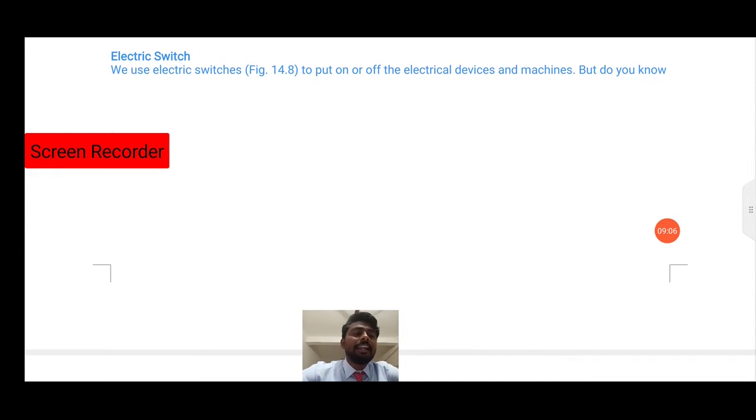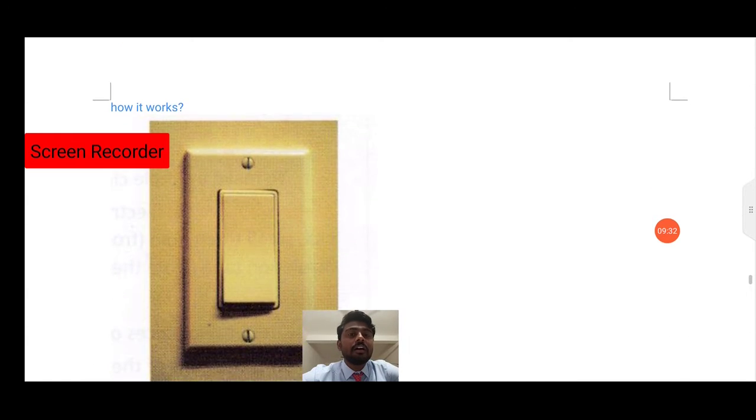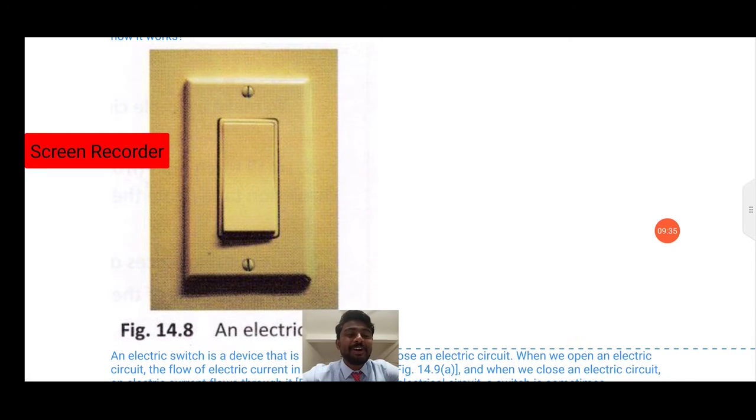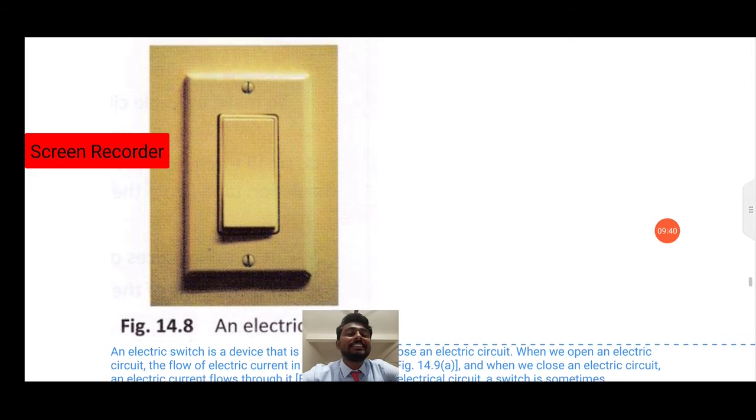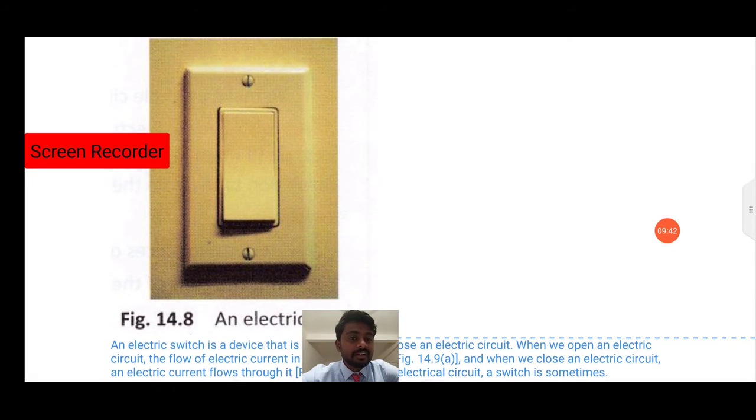Students, electric switch is very important. Yes or no? We use electrical switches to put on or off the electric devices and the machines. But do you know how it works? You already know these buttons, already observed them. You call it a button. See, it is an electric switch.